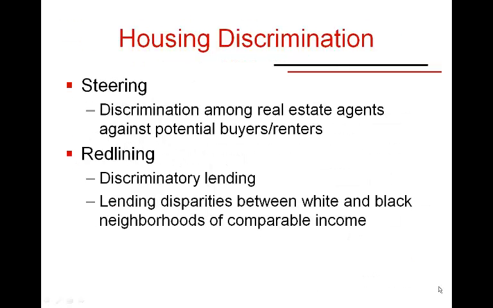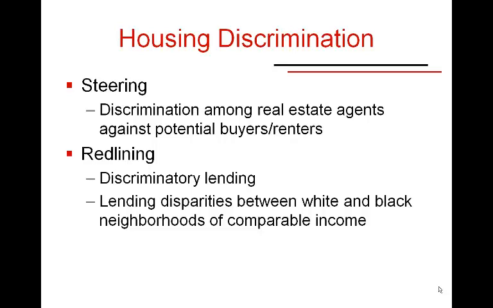Another mechanism of structural discrimination is in the realm of housing policies and practices. Steering refers to discriminatory practices among real estate agents against potential buyers or renters who are directed to live in particular areas and to avoid others. Redlining traditionally refers to the refusal of a bank to lend money to finance a house in black neighborhoods. It continues today in different forms than when banks actually circled neighborhoods in red where they would not lend to people of particular racial ethnic backgrounds.